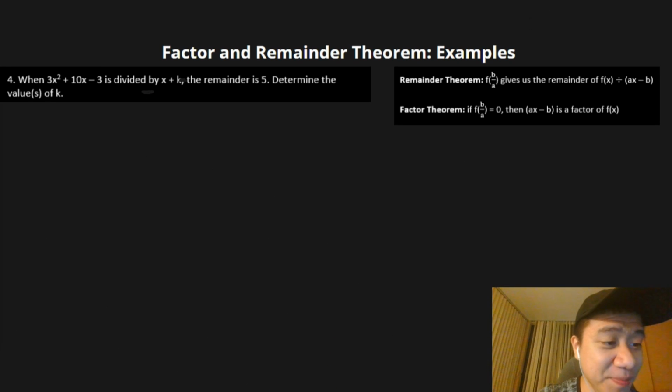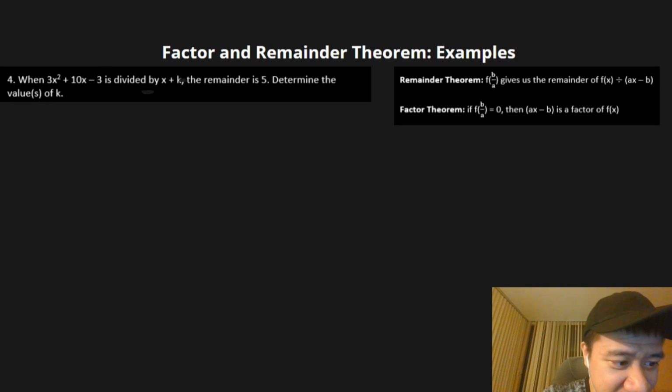All right, so example number 4. When 3x squared plus 10x minus 3 is divided by x plus k, the remainder is 5. Ooh, let me fix this up. Okay.